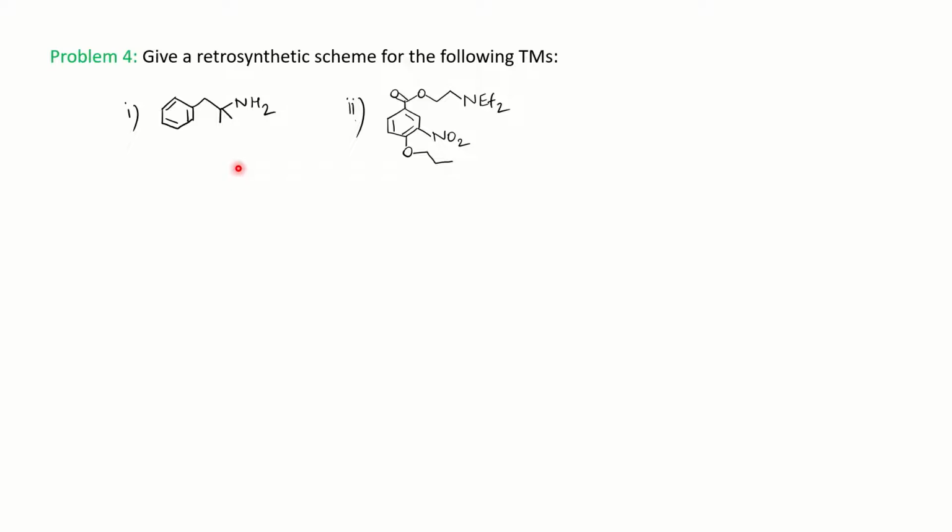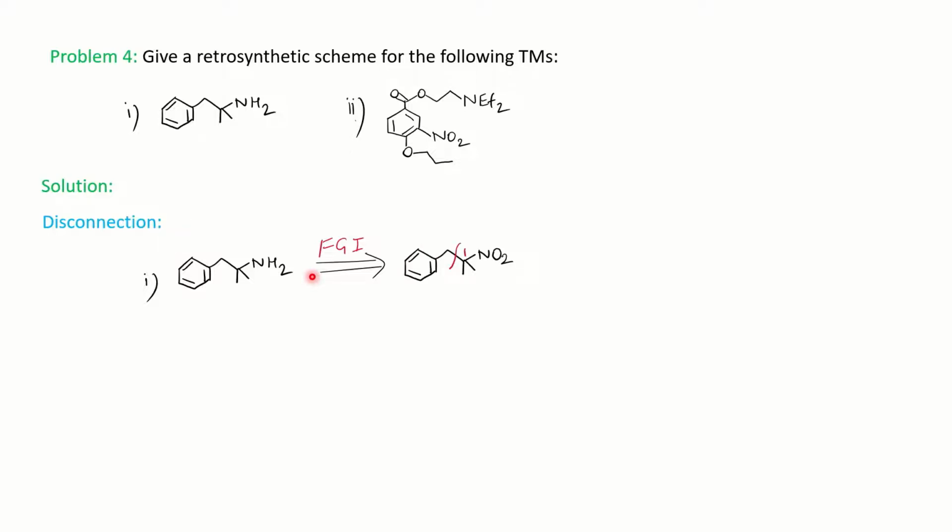The next problem, here again 2 molecules have been given to you, and you have to find out the retrosynthetic scheme. So for that, first we'll see the disconnection approach. In this molecule, you can see you have NH2 group. So first we'll convert it into NO2 by applying FGI. And why we are doing it? Because we want to apply now C-C 1,1 disconnection. So you can see this nitro group is attached to the carbon 1, followed by the C-C bond breakage.